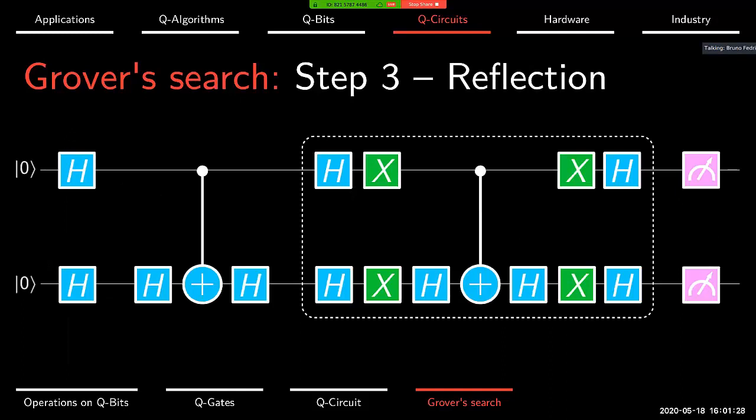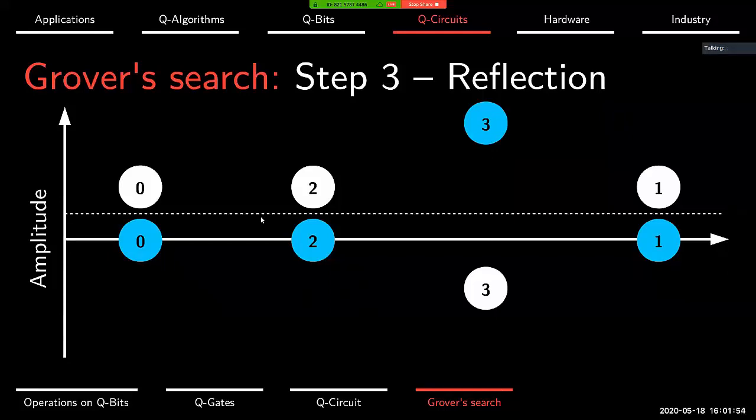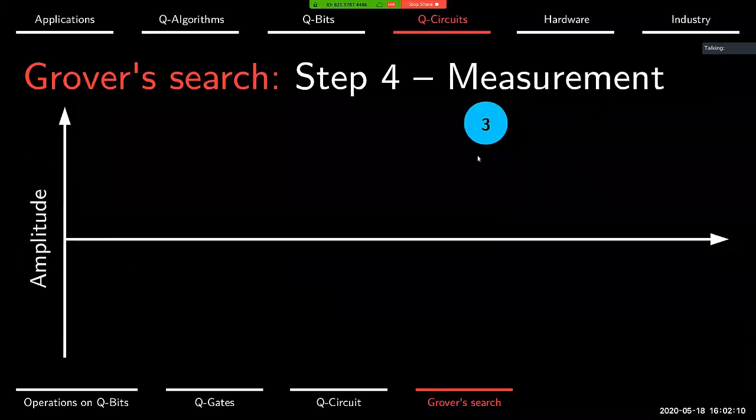Then the third step is what we call the reflection step. I won't detail all the gates, but on the graph, what happens? The reflection step is like computing the average of the 4 coefficients in the superposition and flipping everything with respect to the average. So we start from the white configuration and we end up with the blue configuration. As you can see, the solution of the problem is now about 100%, and the 0, 2, and 1 that are not solutions of the problem are about 0% in the superposition. And so finally, we just need to measure, and in 100% of cases, or almost 100%, we will get the good answer.